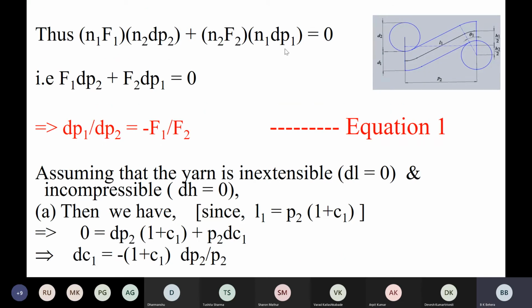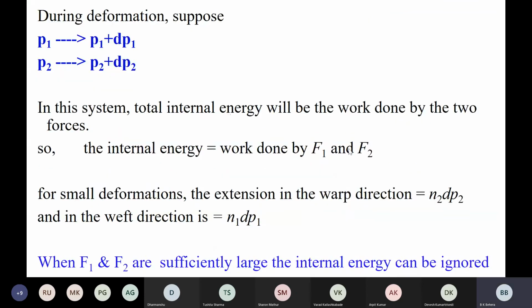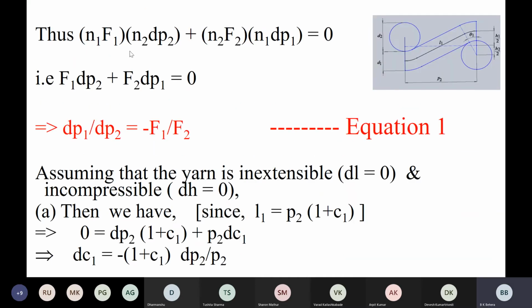Work done by warp, work done by weft. See, total internal energy equals work done by warp plus work done by weft. F1 and F2 are the forces applied in the warp and weft directions. This is the force applied and this is the extension. Work done is nothing but force into displacement. That is what is written here: N1 F1 N2 dP2 plus N2 F2 N1 dP1 is equal to 0. Zero, because when the force is too large, the change in internal energy is 0.